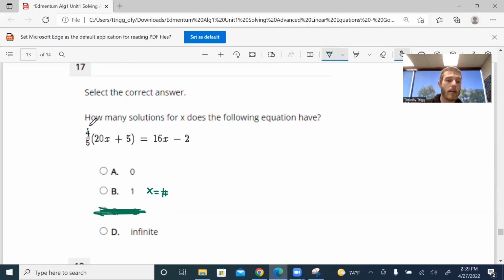The one thing you want to keep in mind here is when you distribute, remember multiplying a whole number times a fraction, you multiply times the numerator and divide by the denominator. So 20 times 4 is 80. 80 divided by 5 is 16, I think. Yeah. So this would be like 16x plus 5 times 4 is 20. 20 divided by 5 is 4. And then over here we have 16x minus 2 on the right side. Go ahead and finish solving it from there.